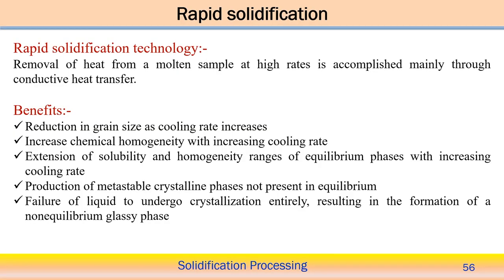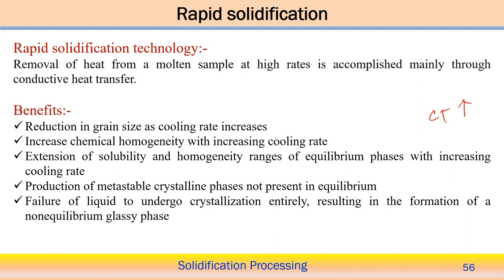Another aspect is that chemical homogeneity increases with increasing cooling rate. If we want to achieve chemical homogeneity, we need to follow rapid solidification. Second, due to rapid solidification, the solubility and homogeneity ranges of equilibrium phases increase with increasing cooling rate. Increasing the cooling rate means we are enforcing rapid solidification, so a high cooling rate promotes the solubility and homogeneity ranges of the equilibrium phases.